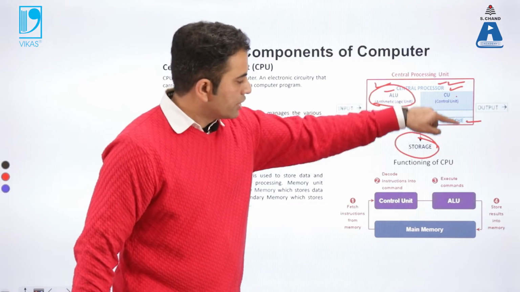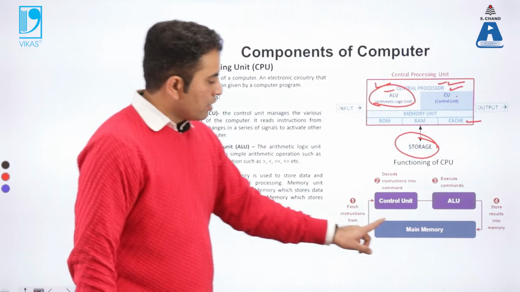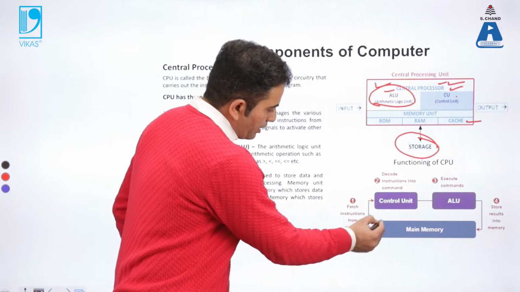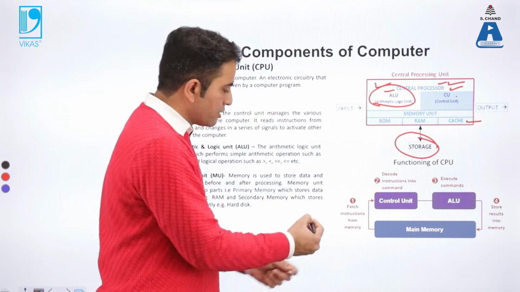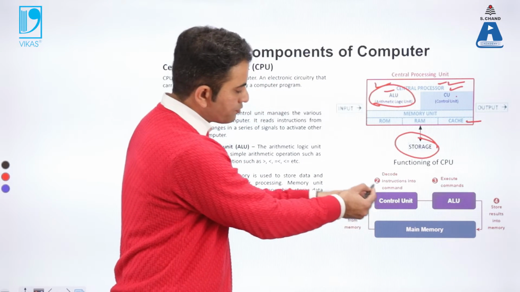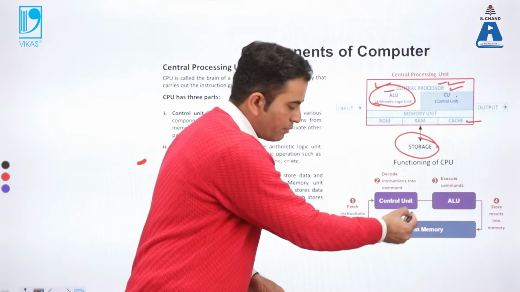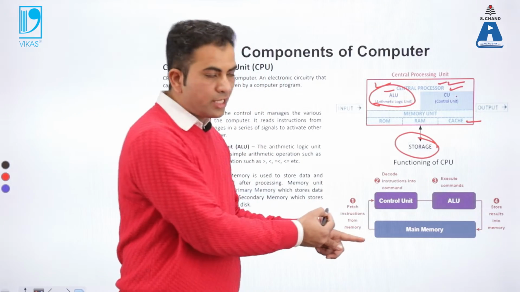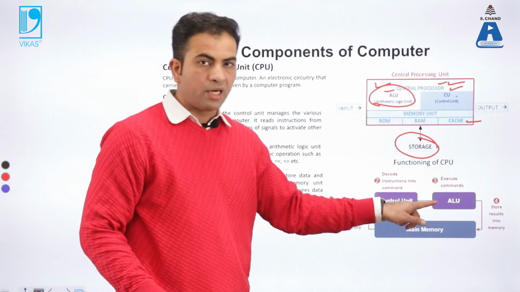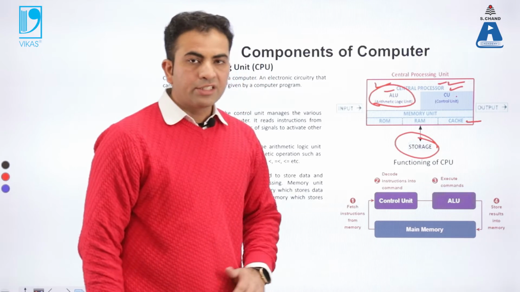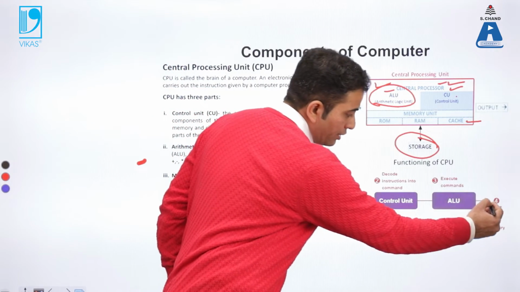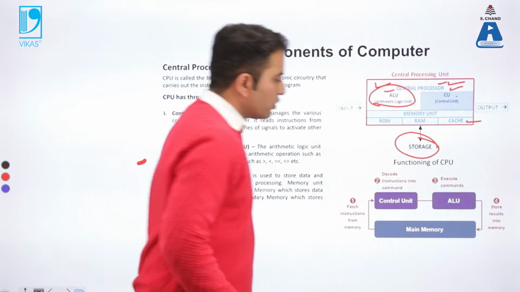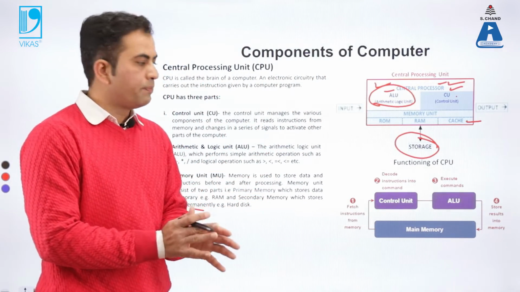So how does the functioning of the CPU work? This is the main memory, or you can say RAM. The control unit fetches the instruction from the memory and decodes all the instructions and commands. After this, the ALU performs the operations of these decoded instructions and executes all the commands. When all the executions are completed, it stores the result into the memory. So this is the functioning of the CPU.